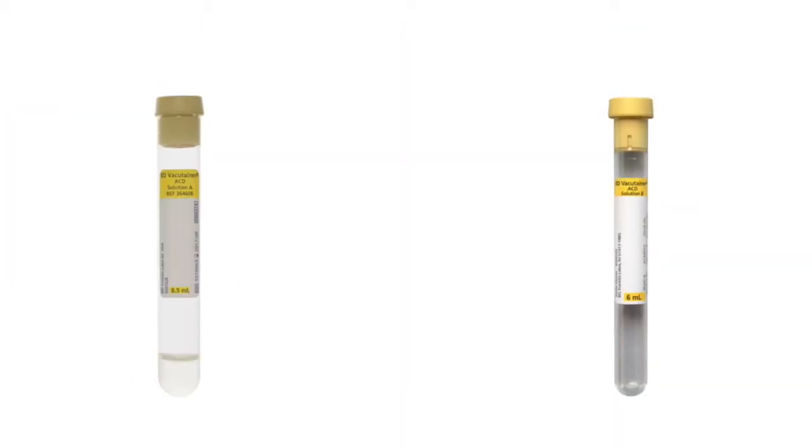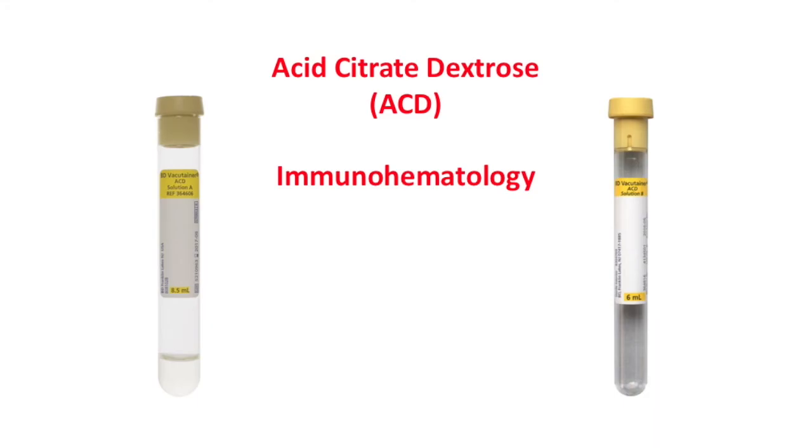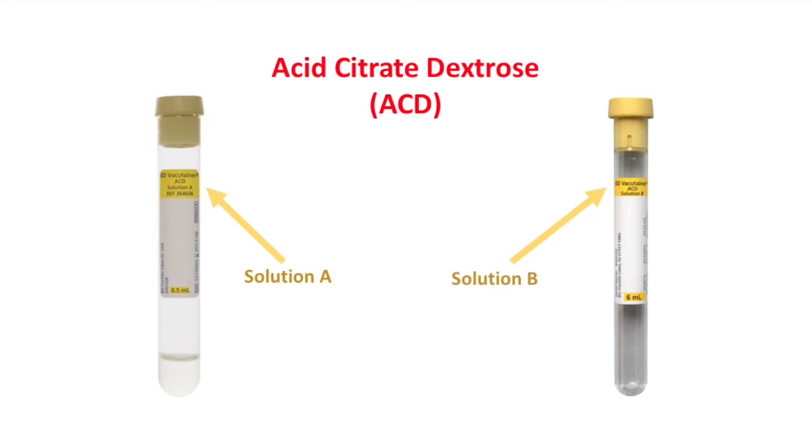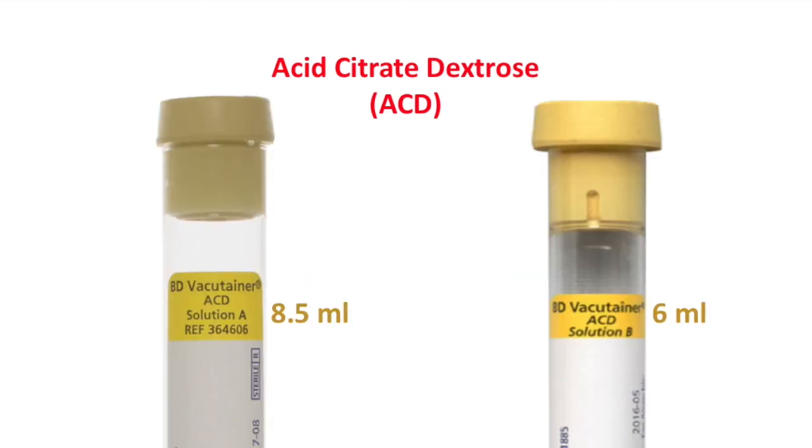Next on our list of other tubes we're going to be talking about are the ACD tubes, otherwise known as acid citrate dextrose tubes. These belong to immunohematology and test for things such as ABO grouping and RH typing. There are 2 types of blood tubes. We have solution A and solution B. Solution A tends to be the larger of the bottles. They come in 8.5 milliliters, where solution B comes in 6 milliliter bottles, and they're a little shorter.